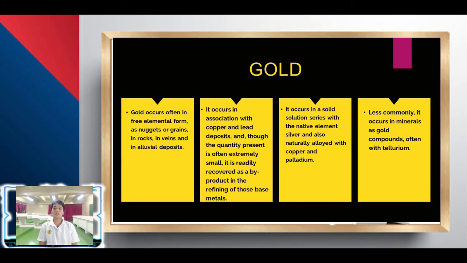Gold also occurs in a solid solution series together with the native element silver, and sometimes it is naturally alloyed with copper and palladium. And less commonly, it occurs in minerals as gold compounds, often with tellurium.